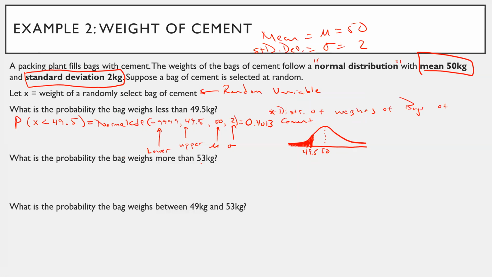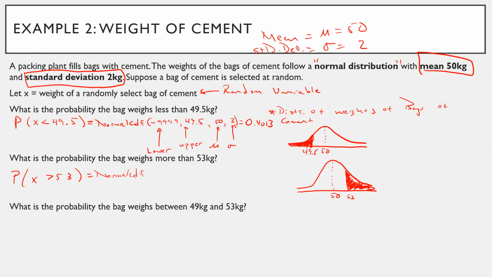All right, let's just quickly go through these next 2. Now it's the probability the bag weighs more than 53 kilograms. So it should be centered at 50. I want it to be greater than 53. So now it's an area to the right.